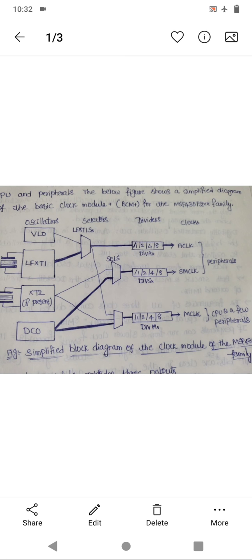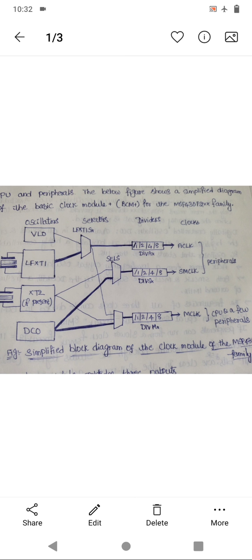This is a figure that shows a simplified diagram of the basic clock module for the MSP430F2xx family.